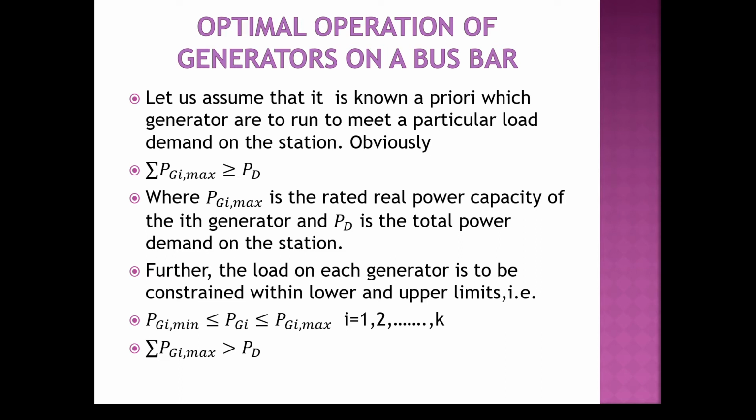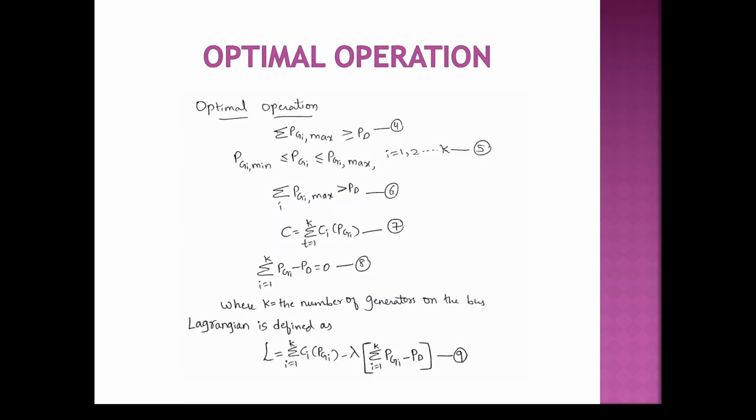Further, the load on each generator is to be constrained within lower and upper limits. It cannot operate beyond these limits, beyond this minimum value and beyond the maximum value. That is, P_Gi should always lie between P_Gi min and P_Gi max. What is i here? i is 1, 2, 3 and so on till K. Summation P_Gi max is greater than P_D.